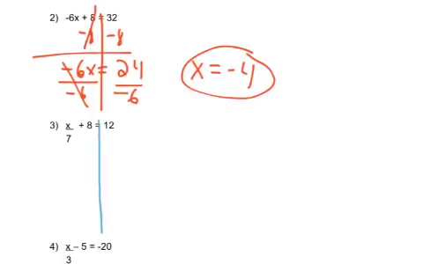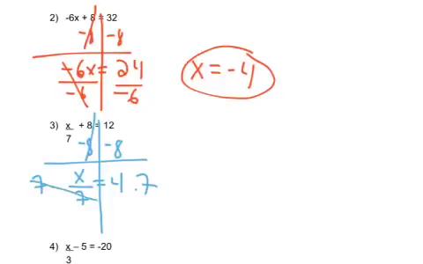The opposite of adding 8 would be subtracting 8 from both sides. And remember, when you're doing these, what you do to one side, you must do to the other. My 8's cancel, so I have x divided by 7 equals 4. The opposite of dividing by 7 would be multiplying both sides by 7. When I do that, my 7's would cancel, so x equals 28.